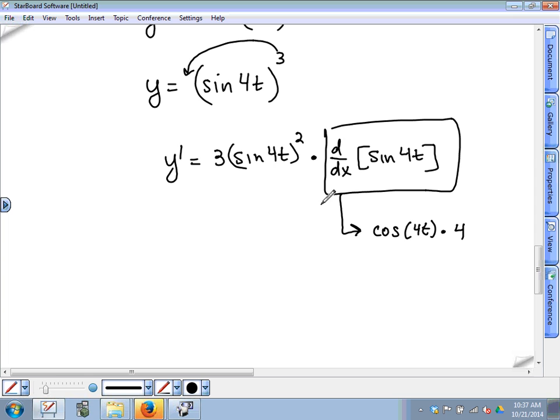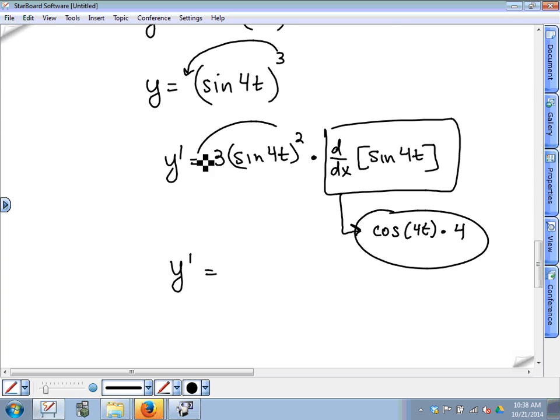Now we combine this with this, so y prime. But that's just the outer function still, and we still have to do the inner one separate. So we did the cubed for the first part, and then don't we have to do it again for the sine of 4t? No, that's it.